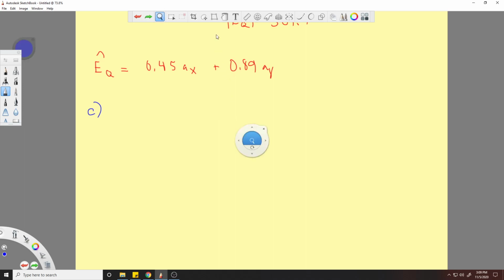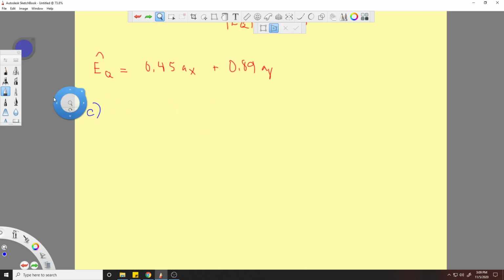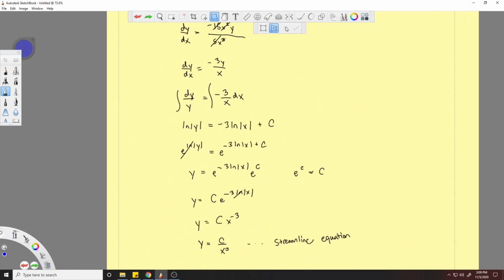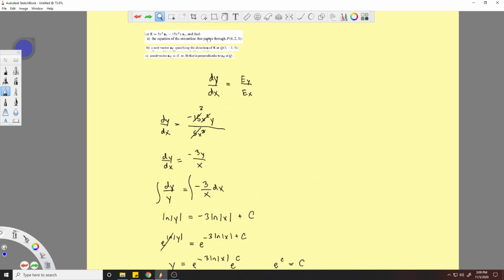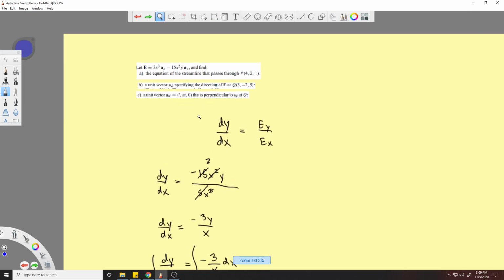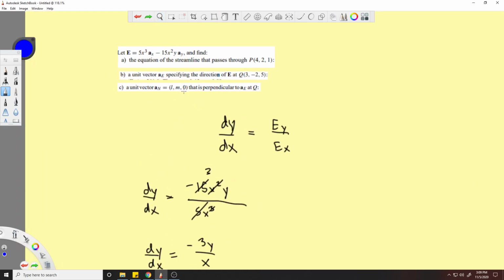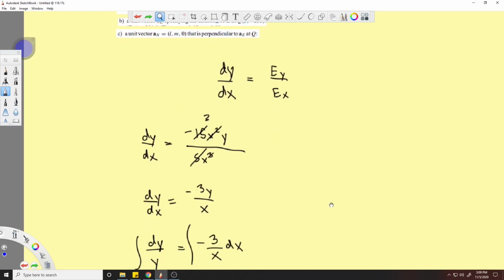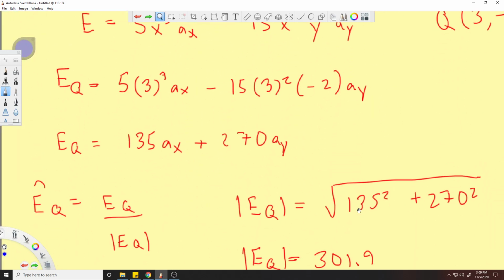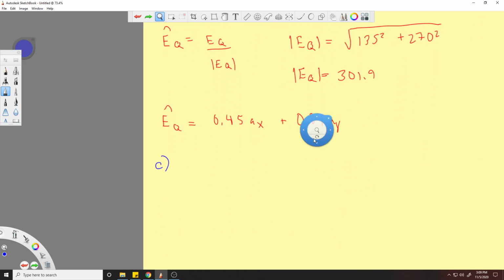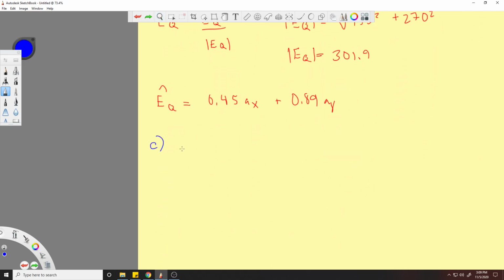And another thing to notice is it's asking for a zero z. This unit vector that we're looking for doesn't have a z. So we know that since this one doesn't have a z component either, both vectors are on the xy plane.